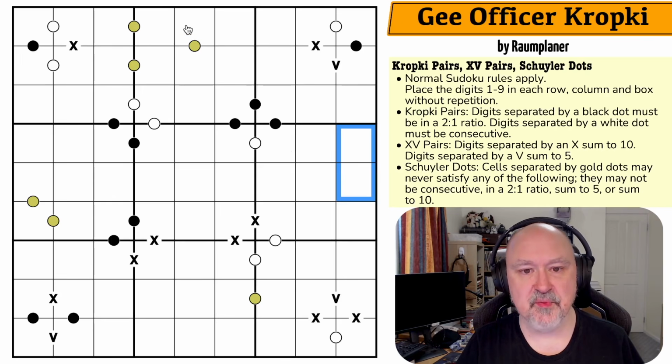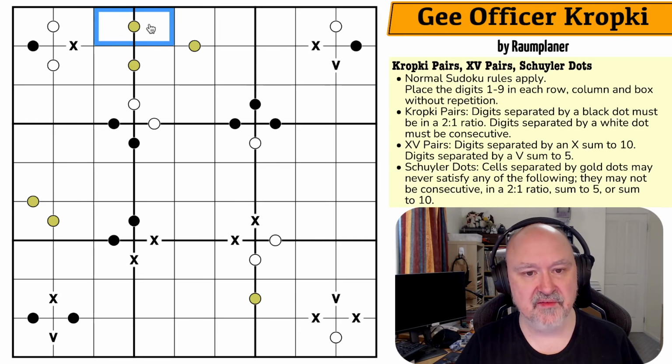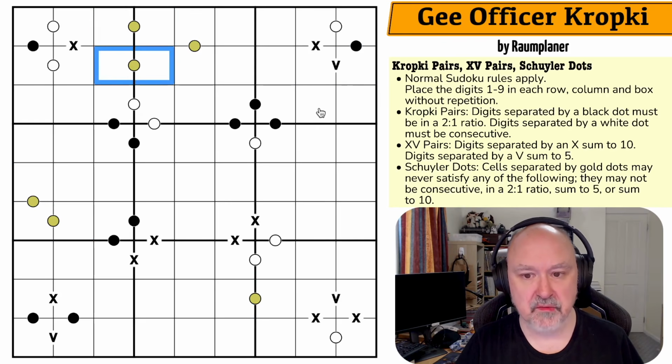So cells separated by a gold dot may never satisfy any of the following. They may not be consecutive, in a 2-to-1 ratio, sum to 5, or sum to 10. So there is a negative constraint on these cells for all of the other constraints in this puzzle. They can't be consecutive, they can't be in a 2-to-1 ratio, they can't sum to 5, and they can't sum to 10. So these are negative constraints. This is where the negative constraints apply. Nowhere else, only on the Schuyler dots.